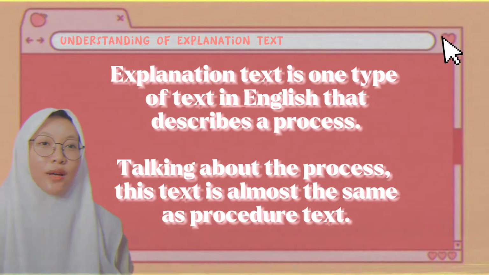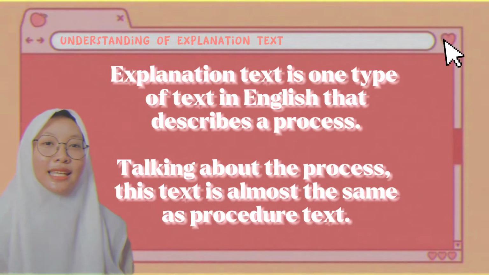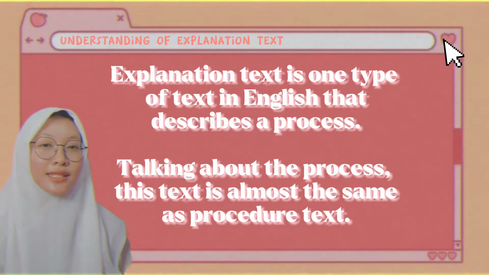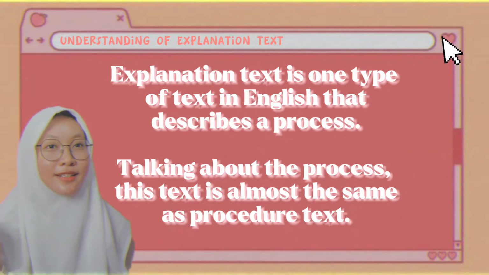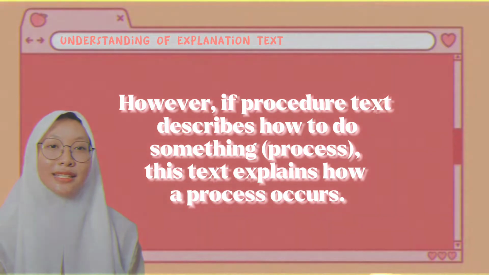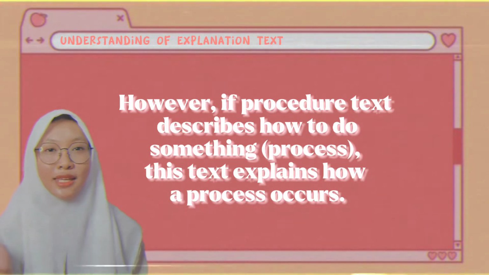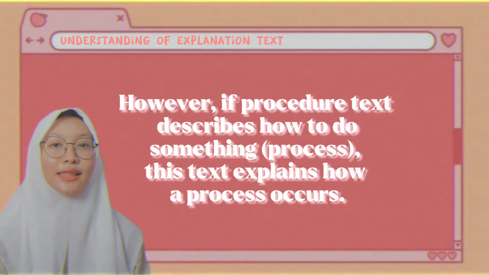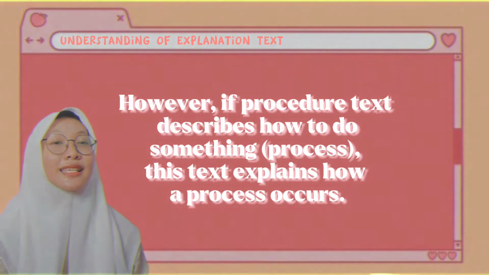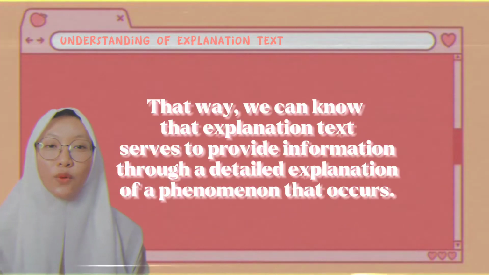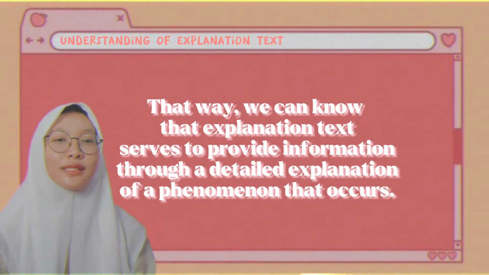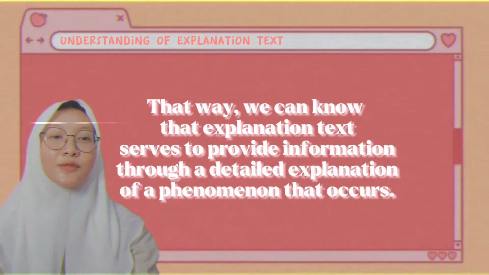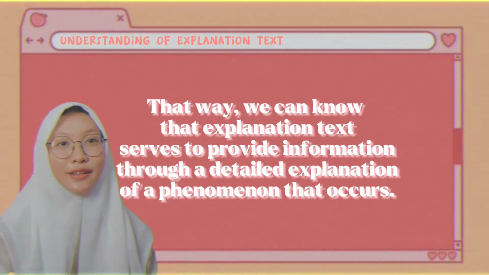Explanation text is one type of text in English that describes a process. Talking about the process, this text is almost the same as procedure text. However, procedure text describes how to do something, while explanation text describes how a process occurs. That's why we can know that explanation text serves to provide information through a detailed explanation of a phenomenon that occurs.